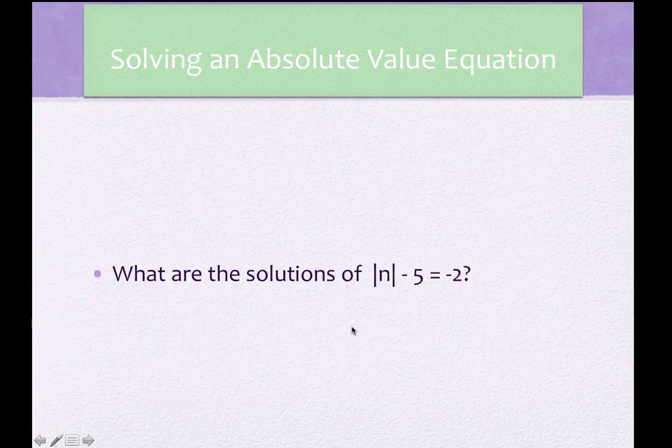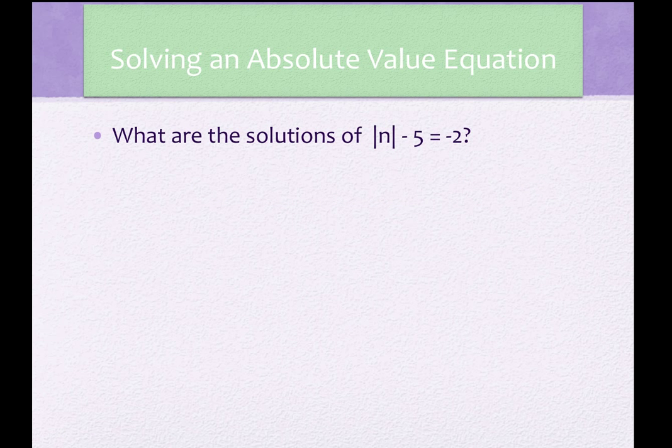So you try this one. What are the solutions of the absolute value of n minus 5 equal to negative 2? Pause the video, start it up when you're ready. Well, first we would add 5 to both sides. We'd get the absolute value of n equals 3. And what's 3 away from 0? Well, both positive 3 and negative 3.